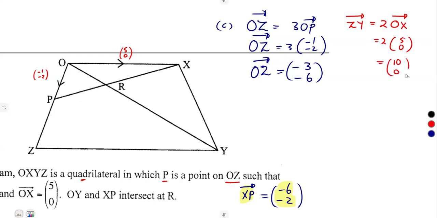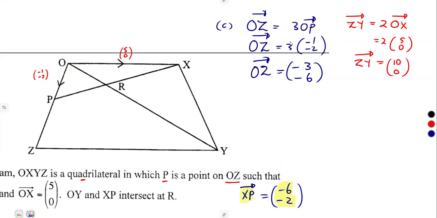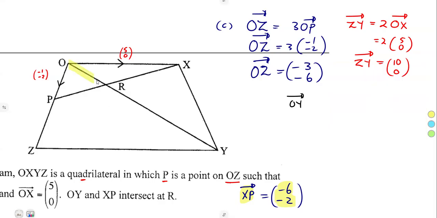2 times 0, that's a 0, this one. So ZY is equal to (10, 0). So let us find vector OY. Definitely, guys, they cannot give us this information and not use it to find vector OY. There's no way. So what they're simply asking us to do is to find vector OY. Let us represent that O to Y. This one, O to Y.